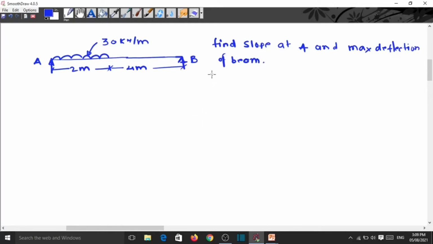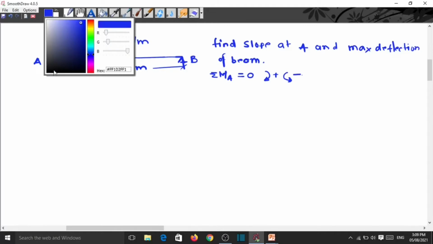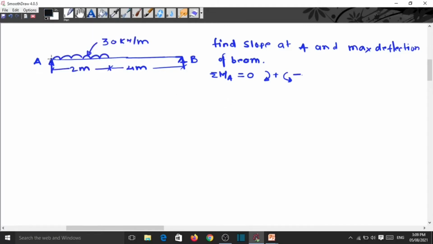So the first step is to find the reactions. We take sigma M_A equal to 0. We are considering clockwise as positive and anti-clockwise as negative. We are taking moment about A. So 30 into 2 is a clockwise force, 30 into 2 into half distance 1, then minus 6 R_B is equal to 0. So we got R_B equal to 10 kN.